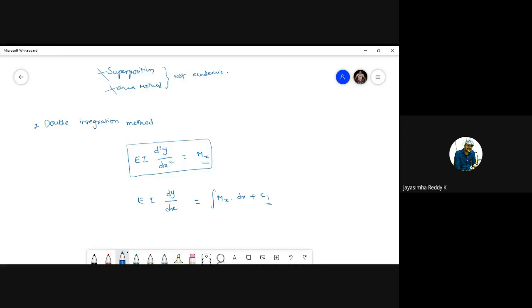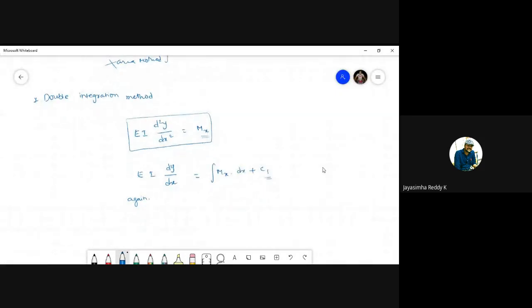If we apply integration again, this becomes EI into y is equal to the double integral of Mx dx plus C1 x plus C2. Is it clear, guys? I hope you got this. So deflections for simple cases can be easily obtained by doing double integration. In the next class, we'll see this deflection for cantilever beams and simply supported beams.